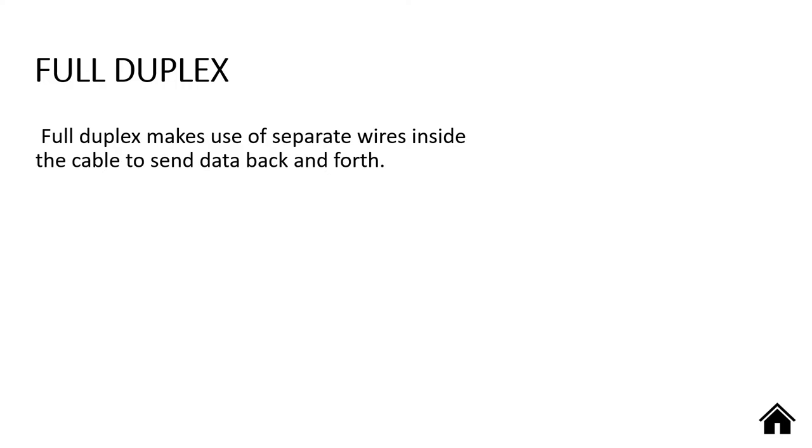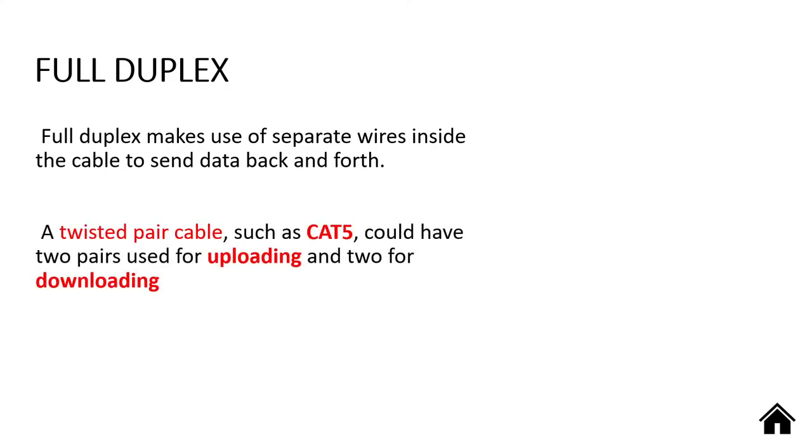Full duplex mode makes use of separate wires inside the cable. So think about a cable that has multiple wires in it. You've all used them before, I guarantee it. And you should be thinking of a twisted pair cable, Ethernet. Whatever you call it. Twisted pair cable has multiple wires in it. And you've got Cat5, Cat5e, Cat6 now. Probably a Cat7 somewhere. You could have two pairs.